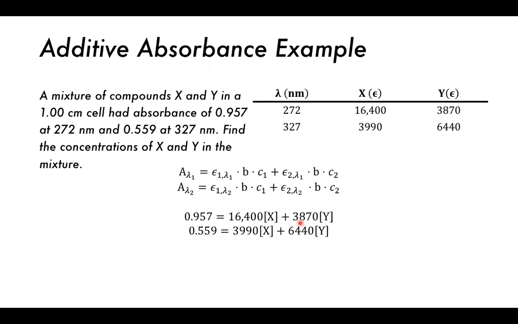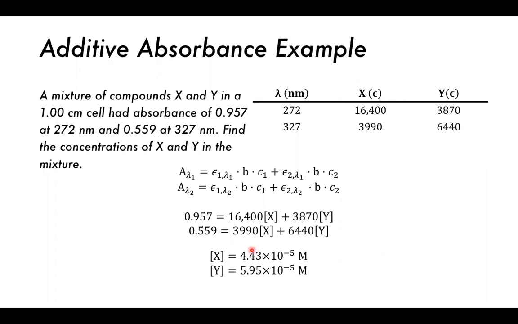We have to rearrange these to get one in terms of either X or Y, and then we can substitute that into the other and find the value for either X or Y. Then using one of the equations, we can find the value for the other. By doing that, we get a final value of X equal to 4.43 times 10 to the minus 5 moles per liter, and Y equal to 5.95 times 10 to the minus 5 moles per liter.